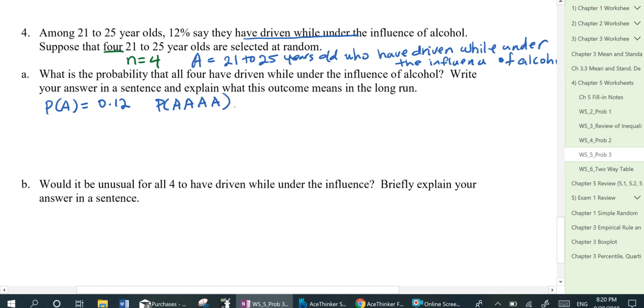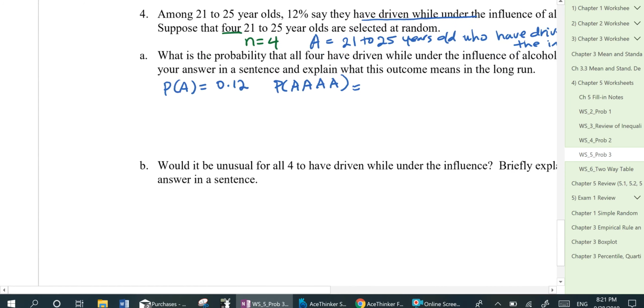Okay, let's think about the events. Are they independent or not? Think about it. Whether the first person says they had driven under the influence of alcohol or not does not change whether the second person will have driven under the influence of alcohol or not. So therefore, the events are independent. Since the events are independent, I can use the independence rule to find "and." Well, the independence rule for "and" is multiplication.